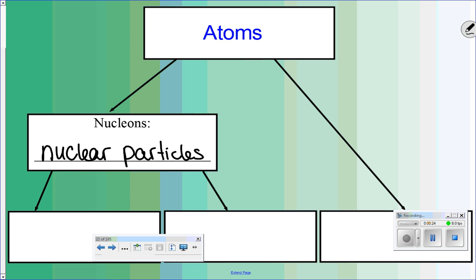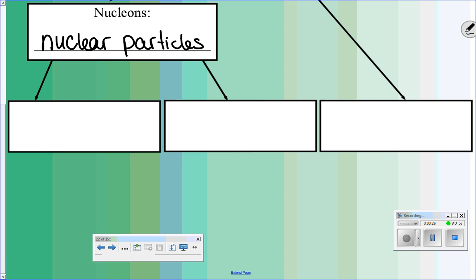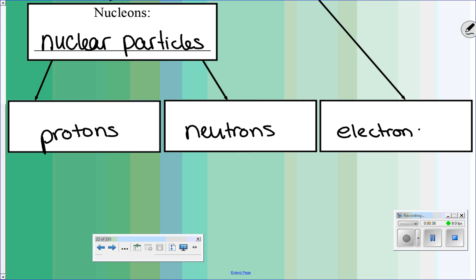Two particles that are found inside of the nucleus are protons and neutrons. And then outside of the nucleus, we have our electrons. Electrons are a little more difficult to understand than protons and neutrons. They're more mobile, they're smaller, they're in a larger area, so we'll talk about them a little bit more separately.